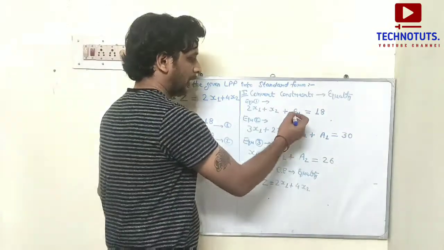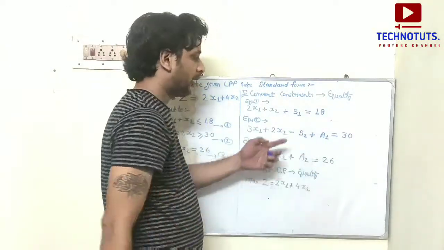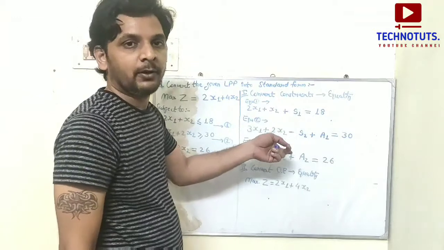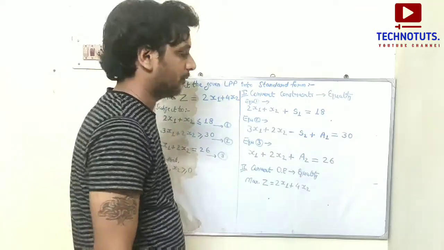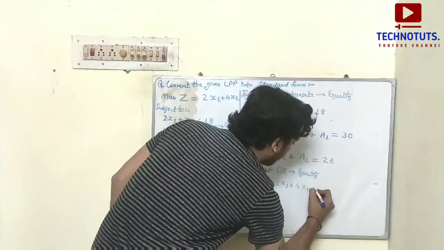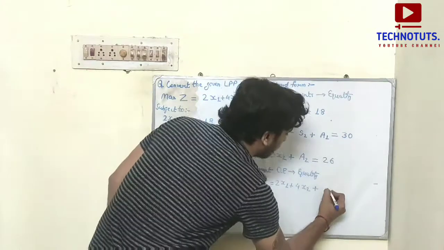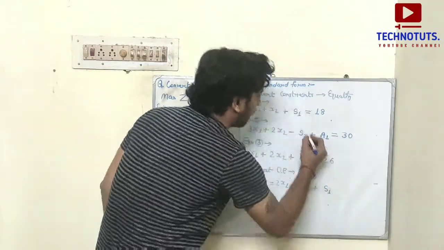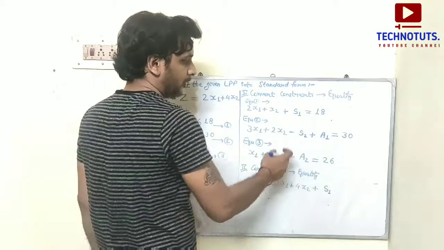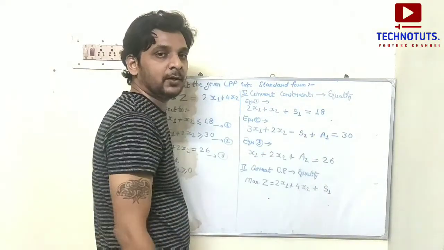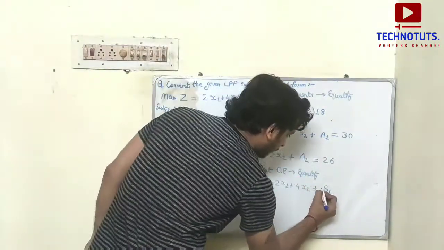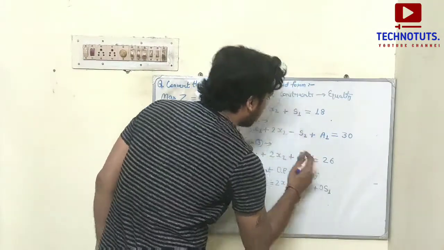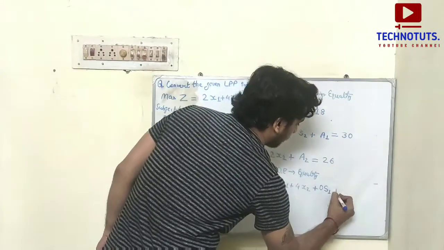Whatever variables we have added in the constraint equations, we have to add those variables in the objective function also. So first is s1. We have added s1, and the slack variable's coefficient in the objective function is 0. So 0 s1 plus 0 s2.